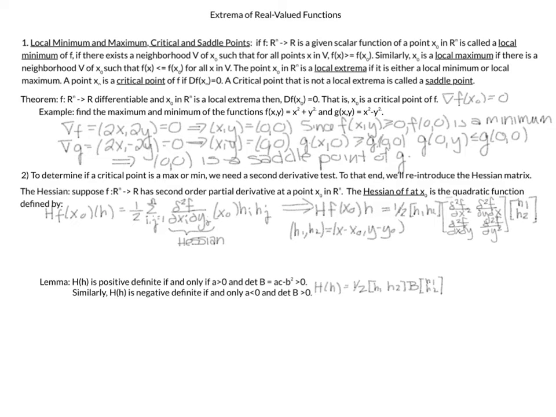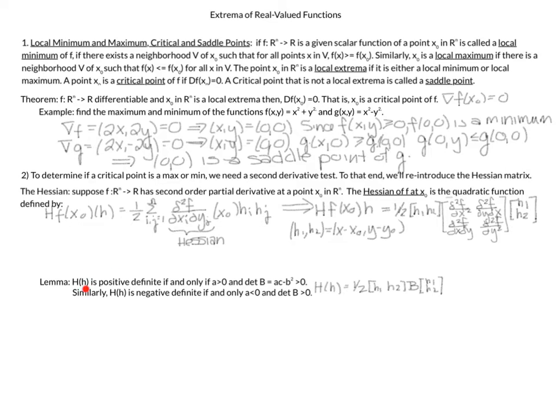Anyway, this form is called positive definite if and only if a, the first term in the upper left-hand corner, is greater than 0, and the determinant of this matrix, which is equal to a times c minus b squared, remember these two are equal, is greater than 0. Similarly, h is considered negative definite if and only if a is less than 0. This upper left-hand corner element is negative, and the determinant still needs to be greater than 0.